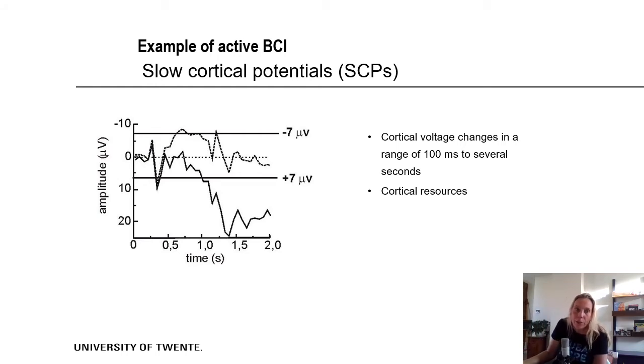And here you see the amplitudes changing over time. So this is from 0 seconds to 2 seconds. And you see a fluctuation in negativity arising over a couple of seconds. And the good thing is you can do this yourself. You can make your slow cortical potentials more negative in your cortex by thinking certain things.